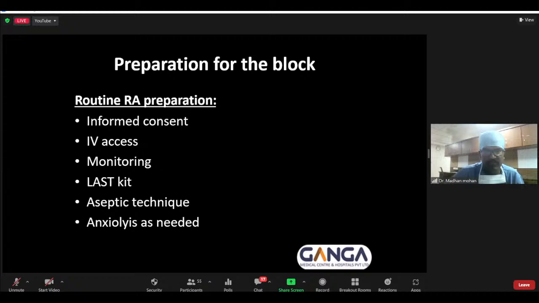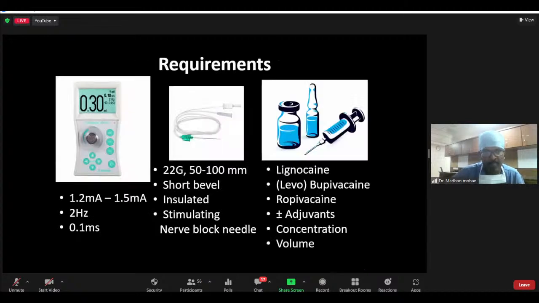Coming on to the preparation for the block, as with any other peripheral nerve block, routine regional anesthesia preparation has to be done, like informed consent, IV access, monitoring, aseptic technique, and anxiolysis as needed.